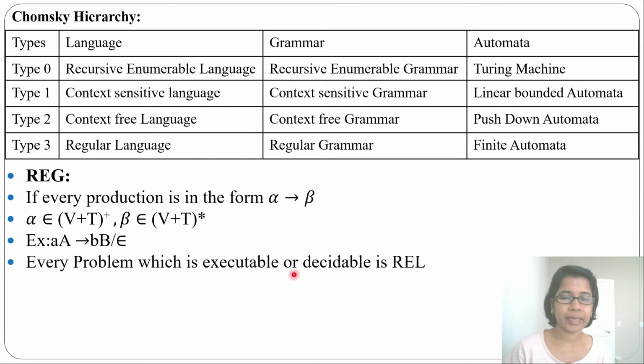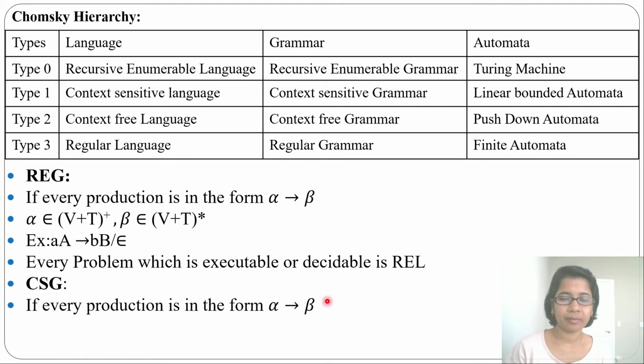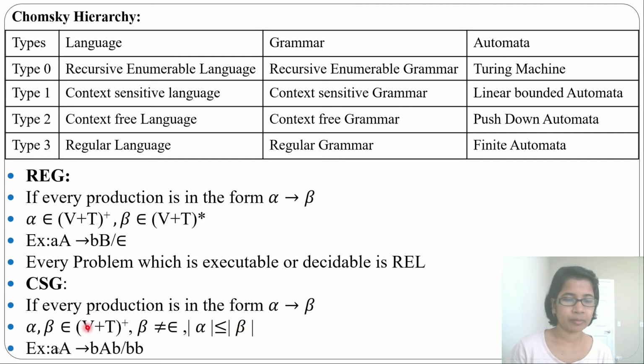Every problem which is executable or decidable is a recursively enumerable language. Next is context sensitive grammar. Every production is in the form of alpha tends to beta, and alpha and beta both belong to (V plus T) positive closure. Here beta cannot be epsilon, so epsilon on the right side is not possible, and a left side terminal is allowed. The alpha length should be less than or equal to the beta length. Let's see one example. From AA you can derive BAB or BB.